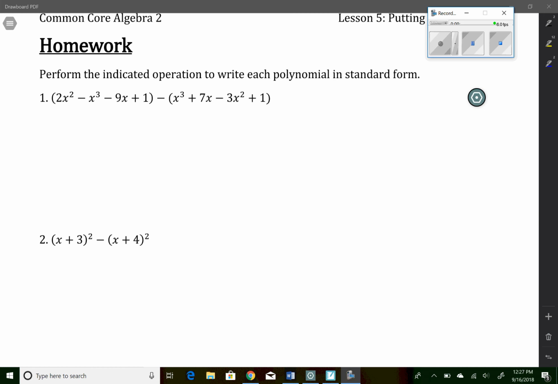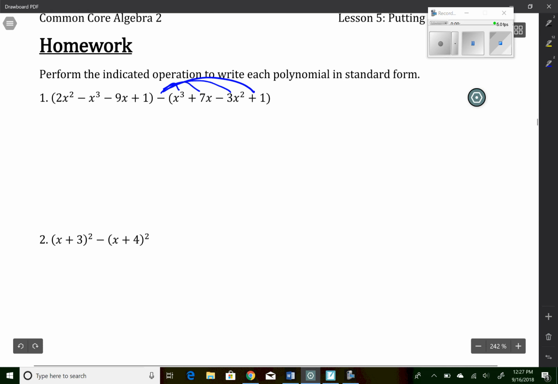So, the first question here is a subtraction problem. So to do a subtraction problem, I always do a distributing. I think it's just easier that way. If you could do it with mental math, great for you. But after I distribute, I should be able to clearly see my like terms.